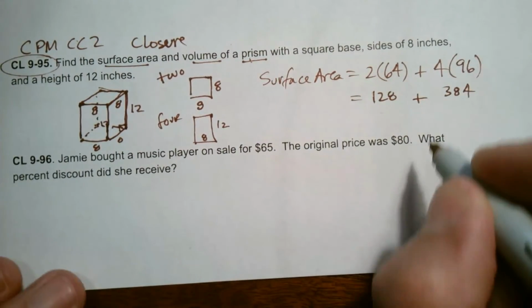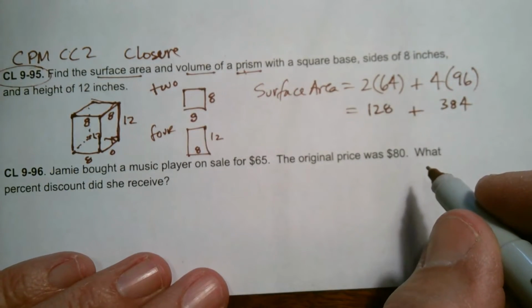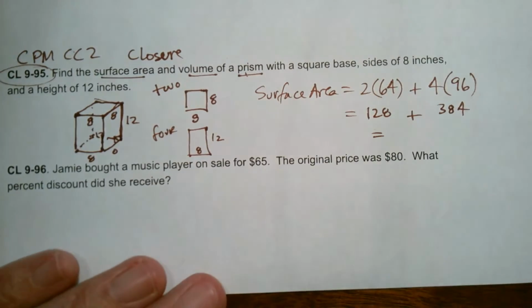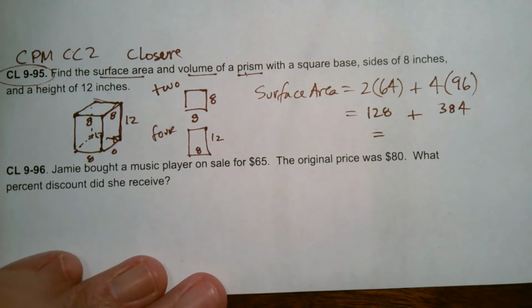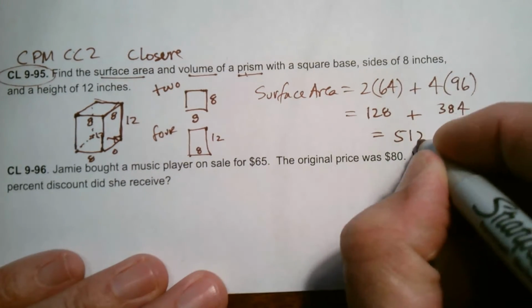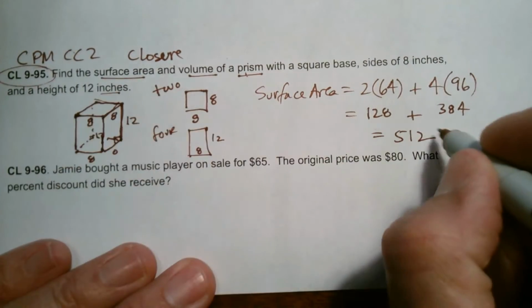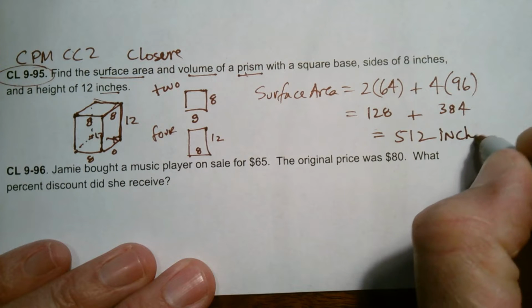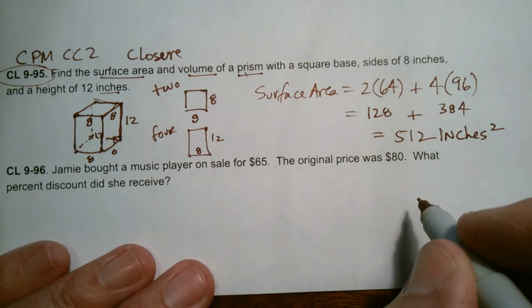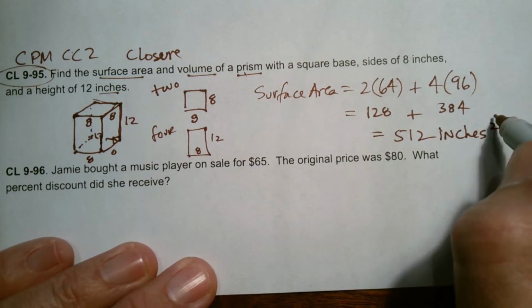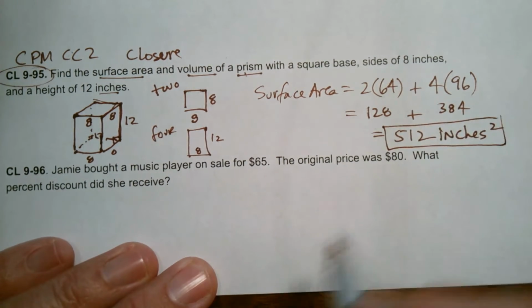So if I add those together, I get 512. So that's 512, and we're dealing with inches. Surface area is in square inches, so it's inches squared. Okay. So that's my surface area.